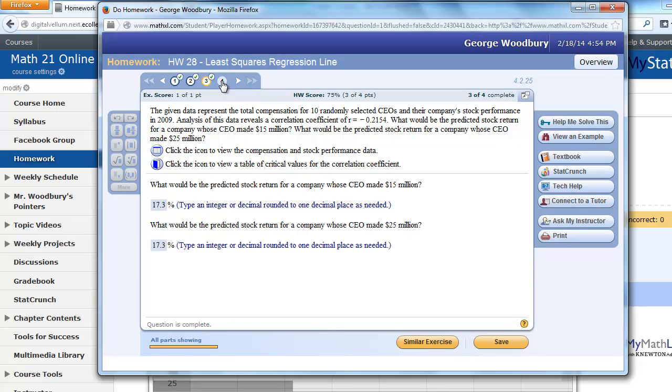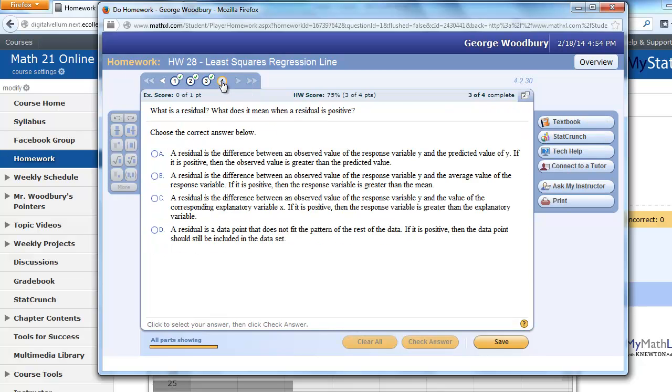And then finally, for the last question, there's not much to do here. Residual is the difference between the expected and observed value. And if a residual is positive, let's take a look. A residual is a difference between an observed and predicted value. If it's positive, then the observed value is greater than the predicted value. That's the one we want.